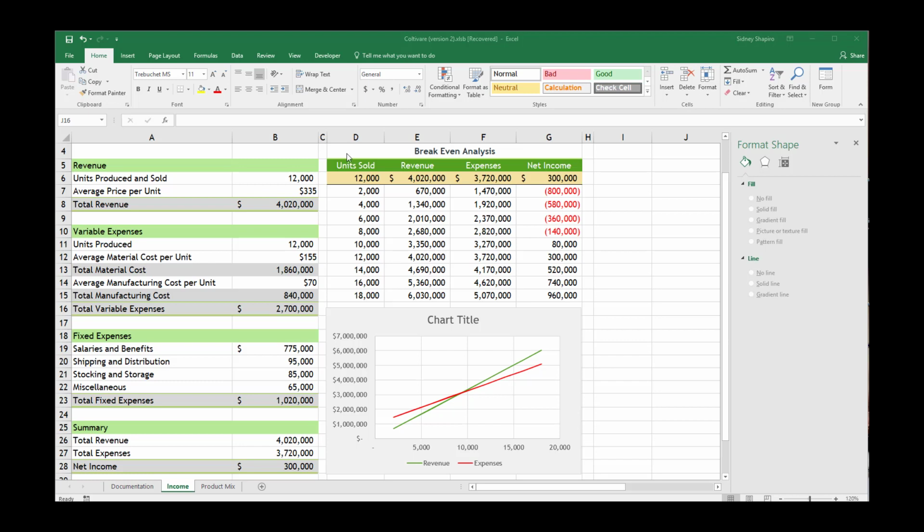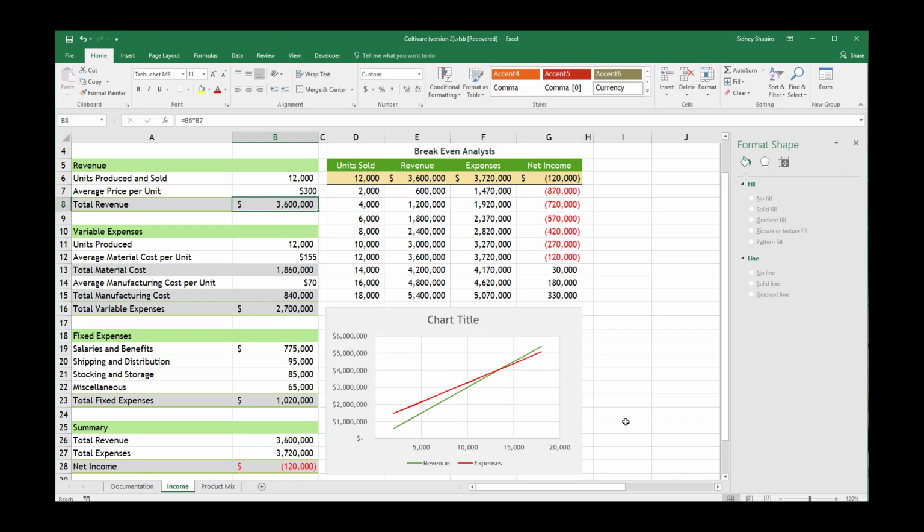Basically, if we're interested in changing the price in B7 to 300 instead of 335, what happens if we make our product a little cheaper? Is that going to help us? How's it going to impact our break-even point? So we're looking at a slightly different scenario. Okay, so we put in 300 into B7, and it's going to change.